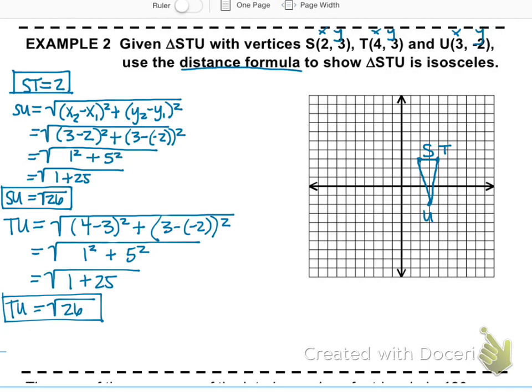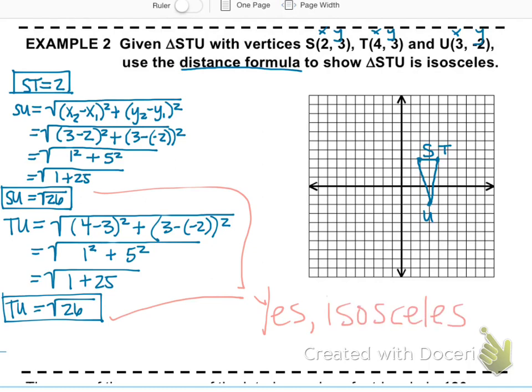And I can see from my work that SU and TU have the same length. So yes, because they are congruent, this triangle is isosceles. And I can even mark that on my picture with some tick marks.